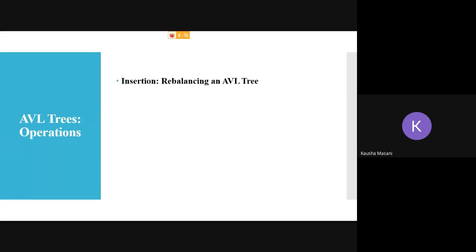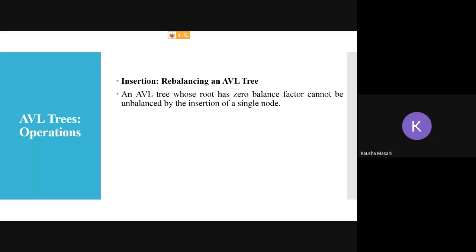Then we came to insert. That means rebalancing. Once you insert any node either on the left subtree or the right subtree, obviously the balancing factor at each and every node will differ. So in that case you'll need rebalancing. Again, an AVL tree whose root has 0 balance factor cannot be unbalanced. If the root node has 0 balance factor, that means it is a perfectly balanced AVL tree. So you don't need any rebalancing there.